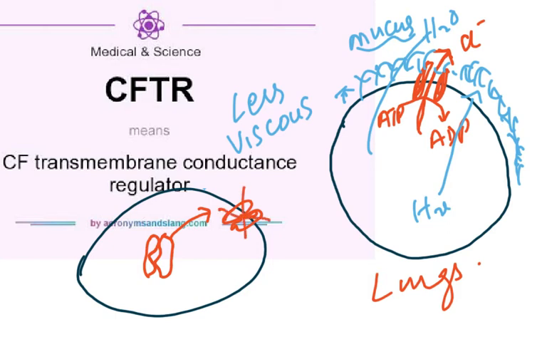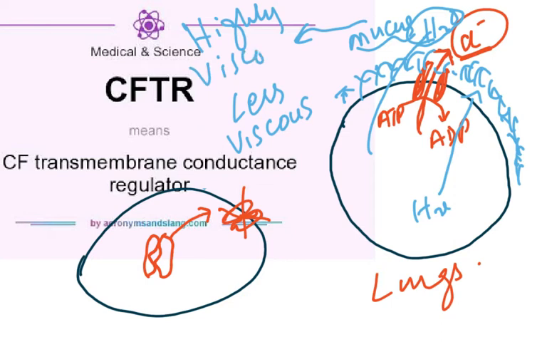So what is not going to happen? No chloride ions are going to be pumped out. No chloride ions pumped out, no water follows. So the mucus is going to be pathetic. Well, how is it going to be pathetic? It's going to be highly viscous. Highly viscous means that it will not be able to be moved by the cilia. So if the cilia cannot move, it's going to collect there.